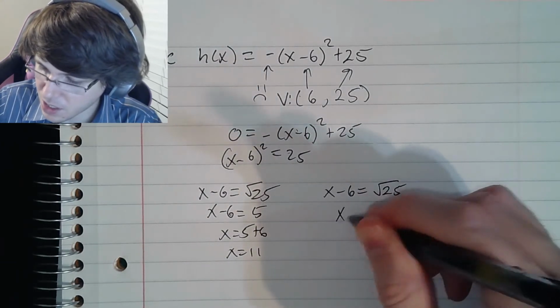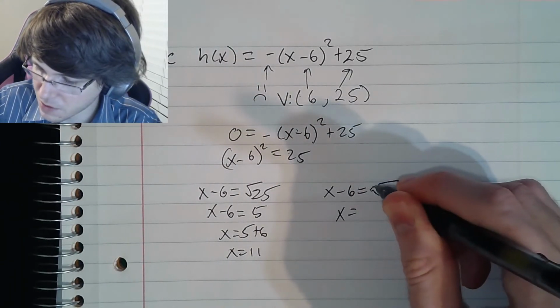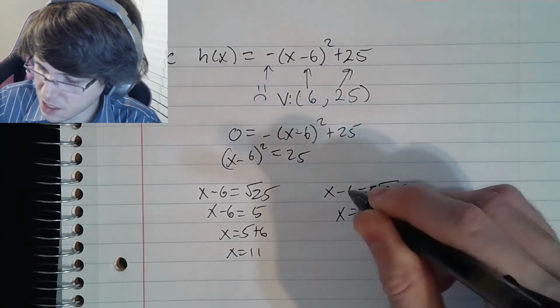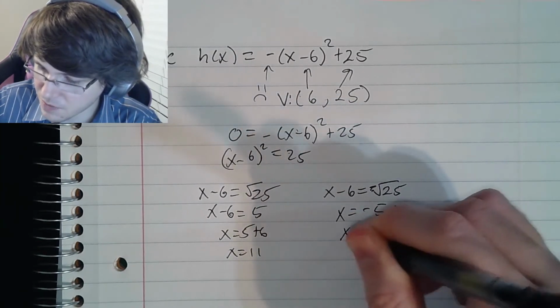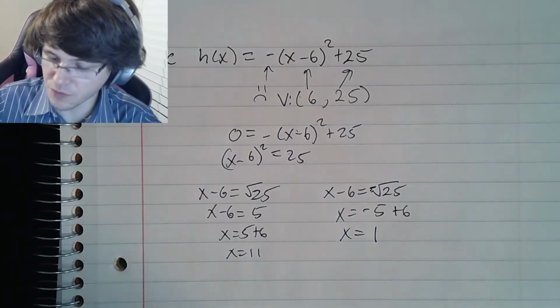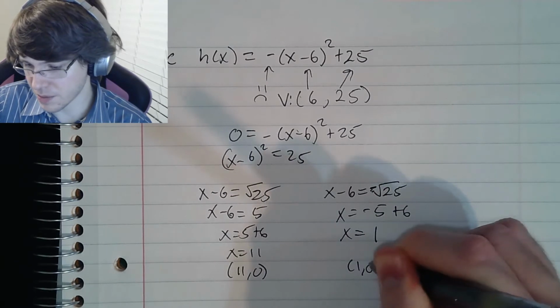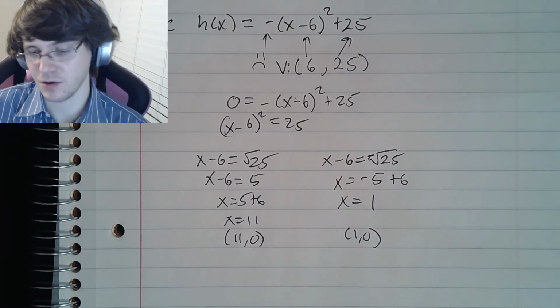And we got x equals, this was supposed to be a negative. I don't know why I forgot my negative sign. That's the second time I've done that. Negative 5, and we got to add the 6, and therefore x equals 1. But don't forget, these are coordinates now. This is 11, 0, and 1, 0. They are coordinates that we need to graph.